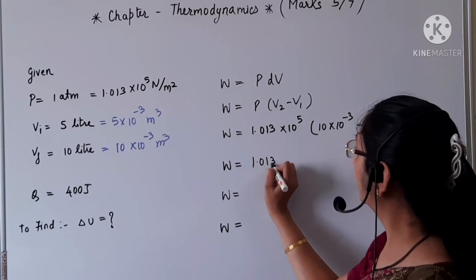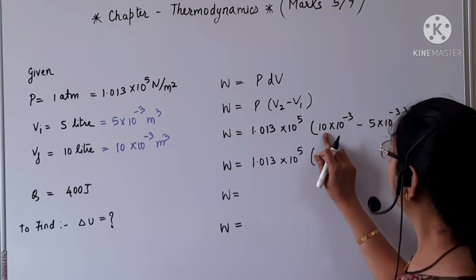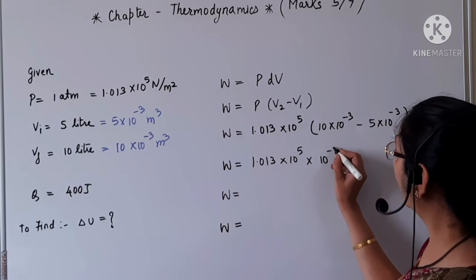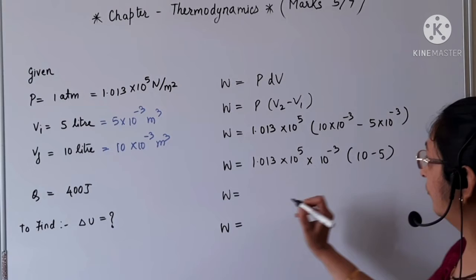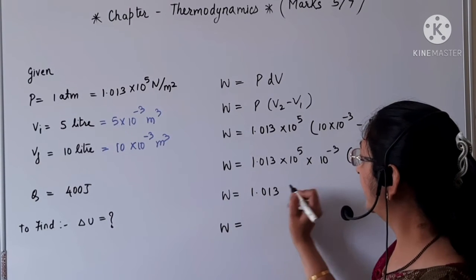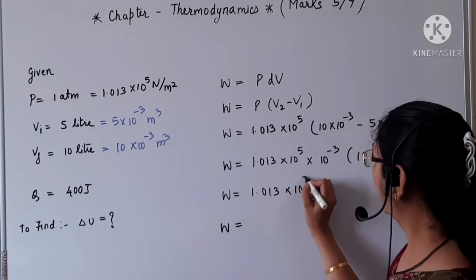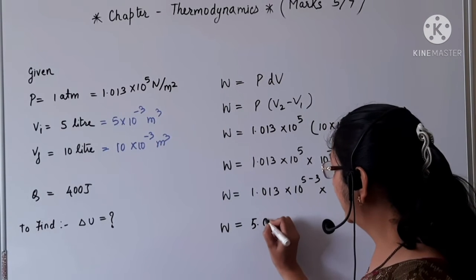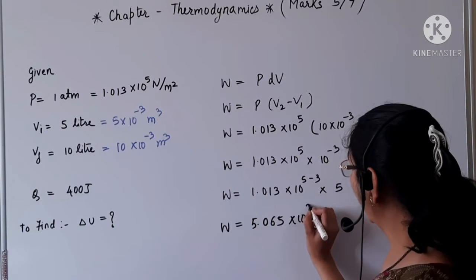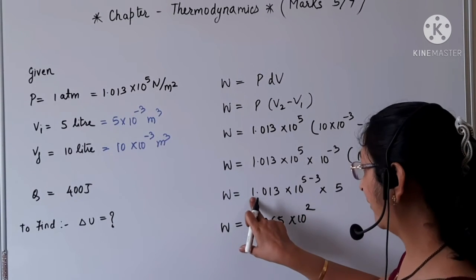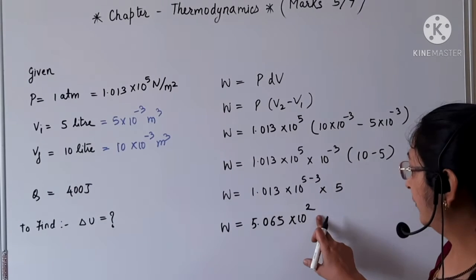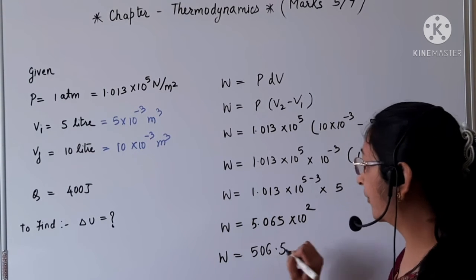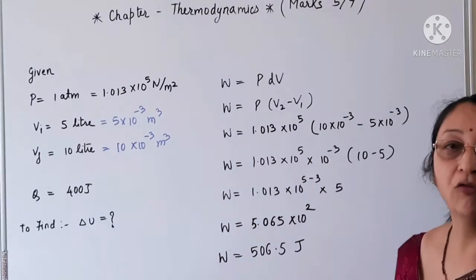So 1.013 into 10 to the power 5, and 10 to the power minus 3 we can take in common, so we write into 10 to the power minus 3, 10 minus 5. So this is 1.013 into 10 to the power 5 minus 3, into 5. So the answer is 5.065 into 10 to the power 2. We multiply 5 by 1.013 and take 10 to the power 2 here. So we get the work done as 506.5 joules.